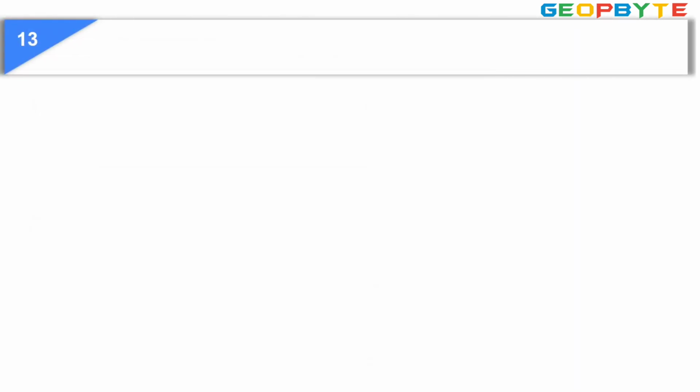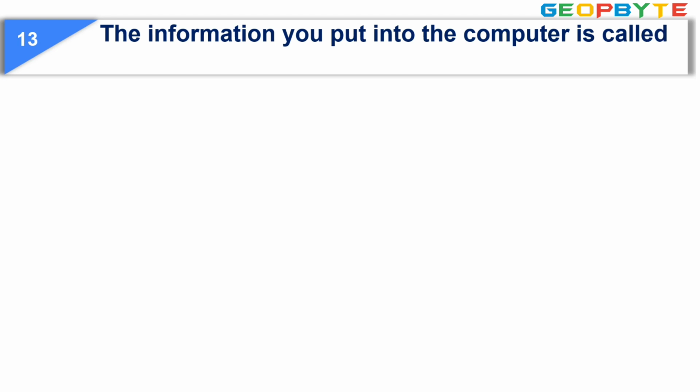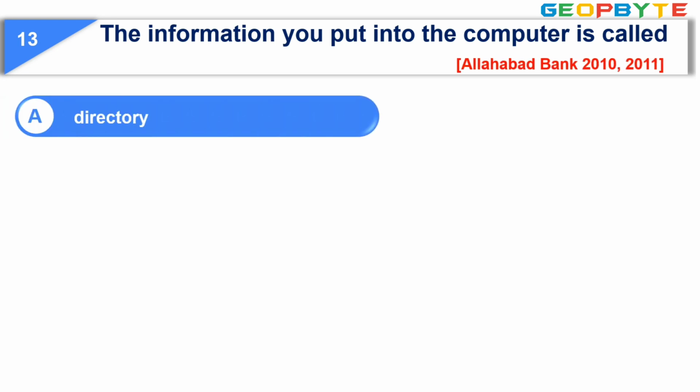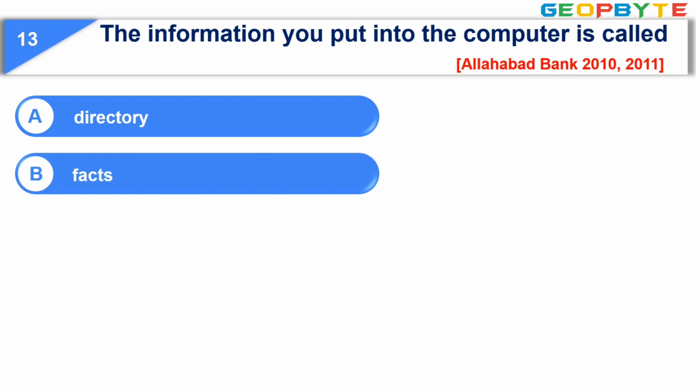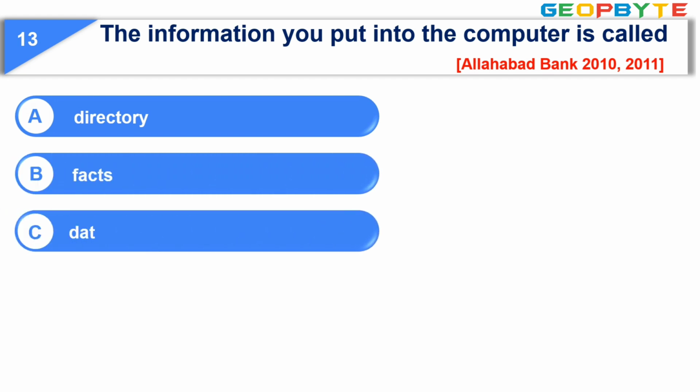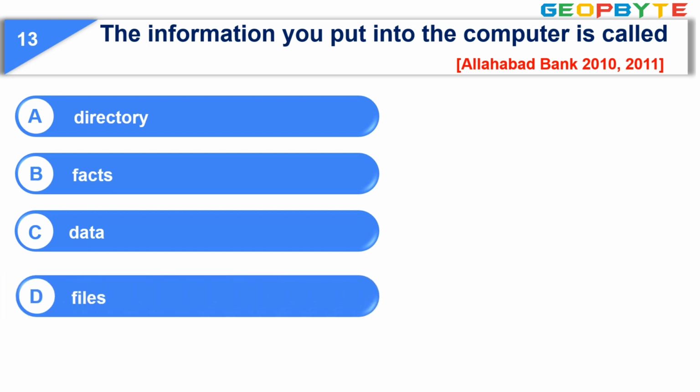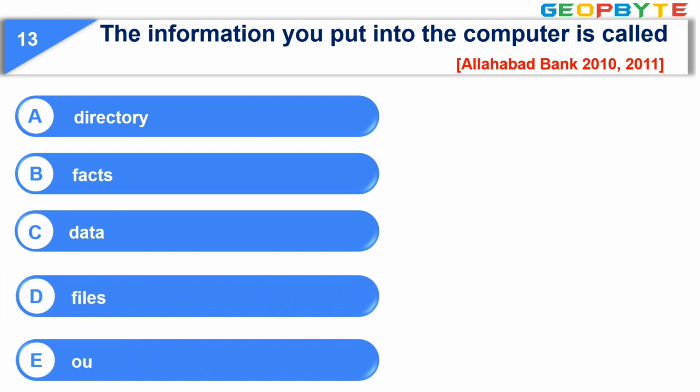Next, moving to question number 13. The information you put into the computer is called option A, directory, option B, facts, option C, data, option D, files, option E, output. And the correct answer is option C, data.